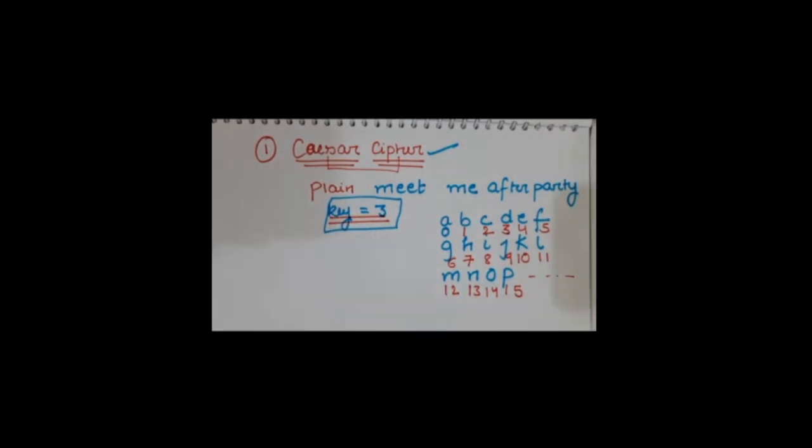So key 3, what do you mean by key 3? When I say key 3, we must first find the numerical order of M, which is 12. And when I say key 3, I need to do 12 plus 3. Now 12 plus 3 will give me 15, and 15 is the value of P.